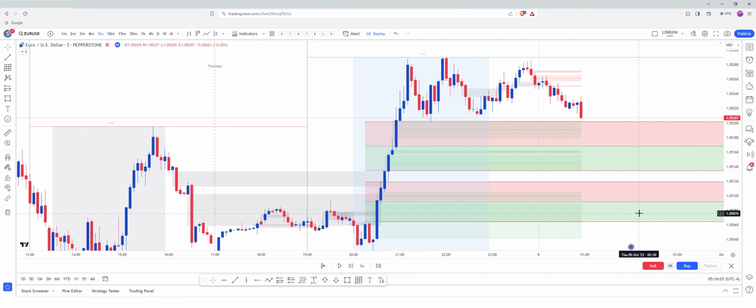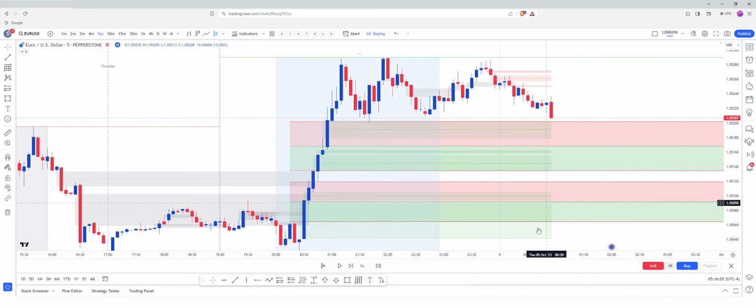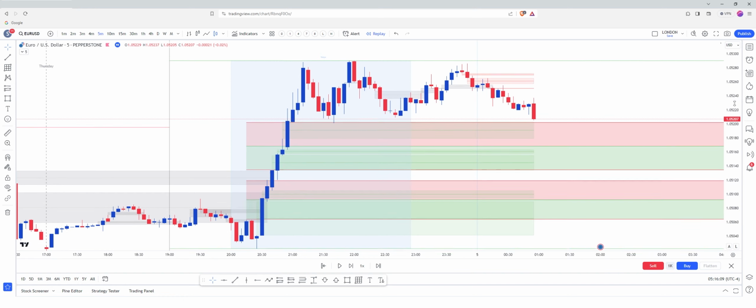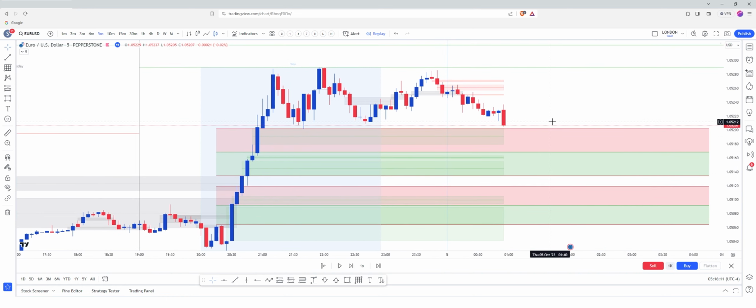So our session is about to open at 1 AM. So this is the open of a brand new 4-hour candle. This is why I come to the charts at 1 AM to start monitoring for trades. Let's start skipping forward.